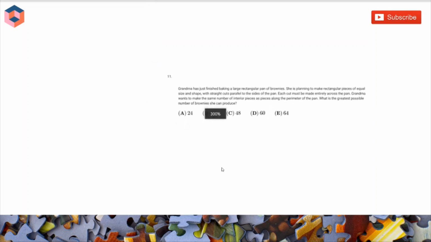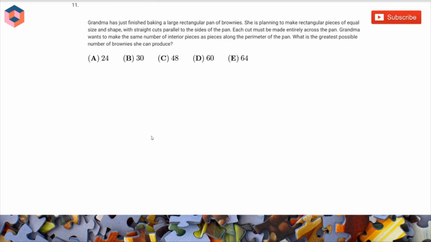Problem number 11. This was a pretty nice problem. Grandma has just finished baking a large rectangular pan of brownies. She's planning to make rectangular pieces of equal size and shape, with straight cuts parallel to the sides of the pan. Each cut must be made entirely across the pan. Grandma wants to make the same number of interior pieces as pieces along the perimeter of the pan. What is the greatest possible number of brownies that she can produce?